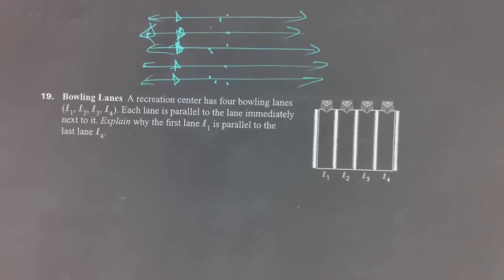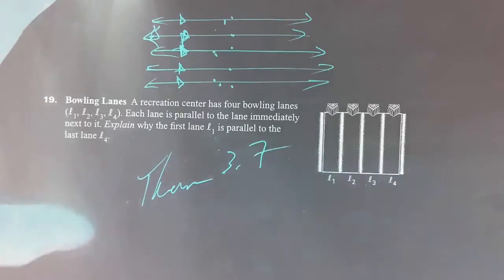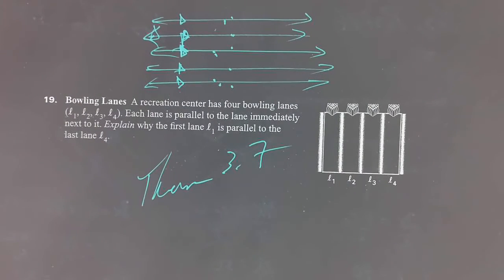Number 19, bowling lanes. A recreation center has 4 bowling lanes, L1, L2, L3, L4. Each lane is parallel to the lane immediately next to it. Explain why the first lane, L1, is parallel to the last lane, L4. Theorem. 3 points. Okay, I'll write it down there.